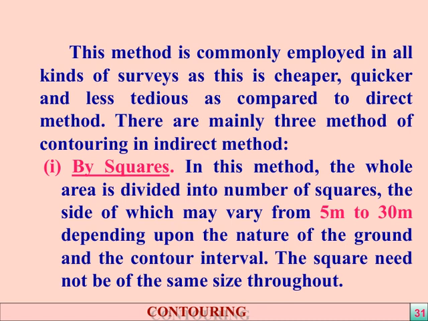It's important to note that the squares do not have to be of the same size throughout the entire area. This flexibility allows us to adapt the grid to the terrain, making the surveying process more efficient. Essentially, this method simplifies the process of contouring by breaking down complex terrain into manageable, measurable sections.